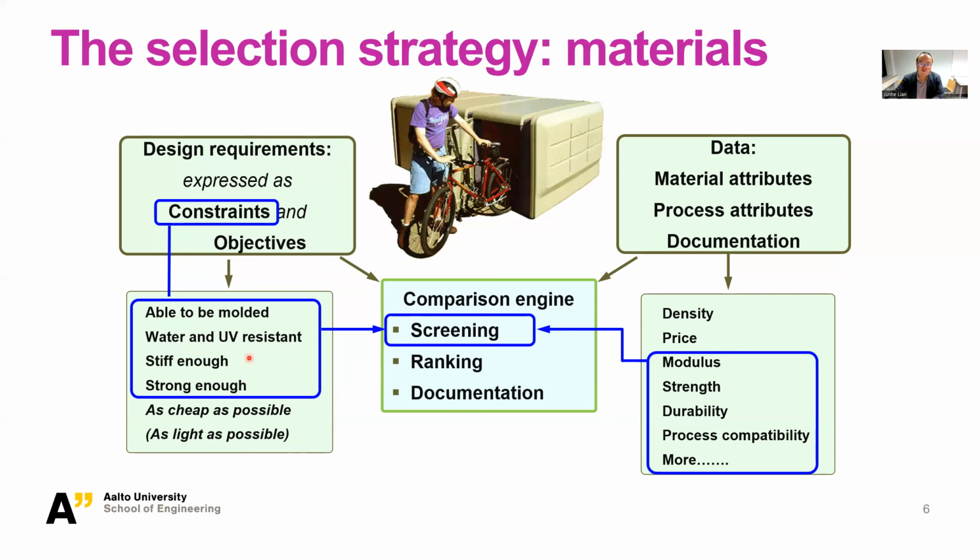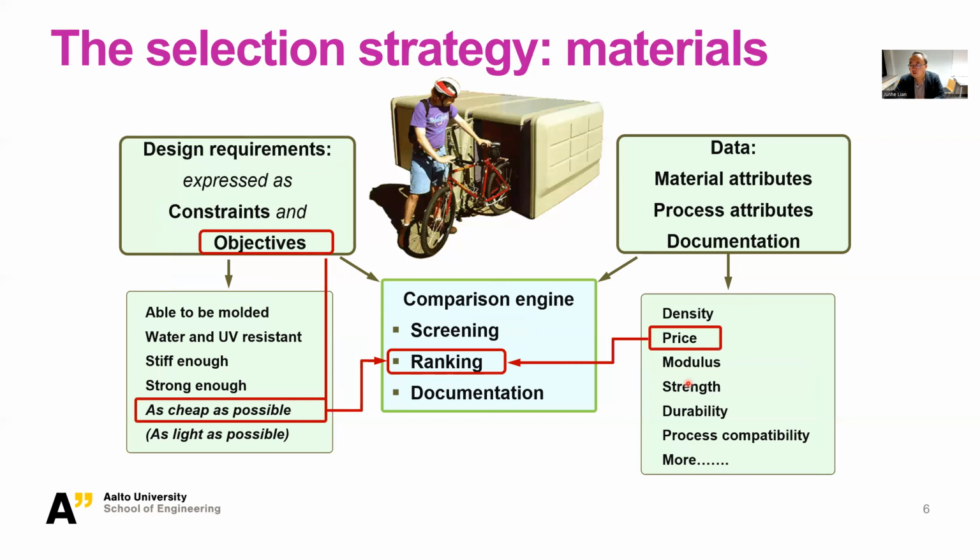If we need to be stiff enough, we know we need to have a high modulus to a certain level. Basically, this is so-called screening. By screening all these properties, we can already get our selection domain smaller. But this is not enough, right?